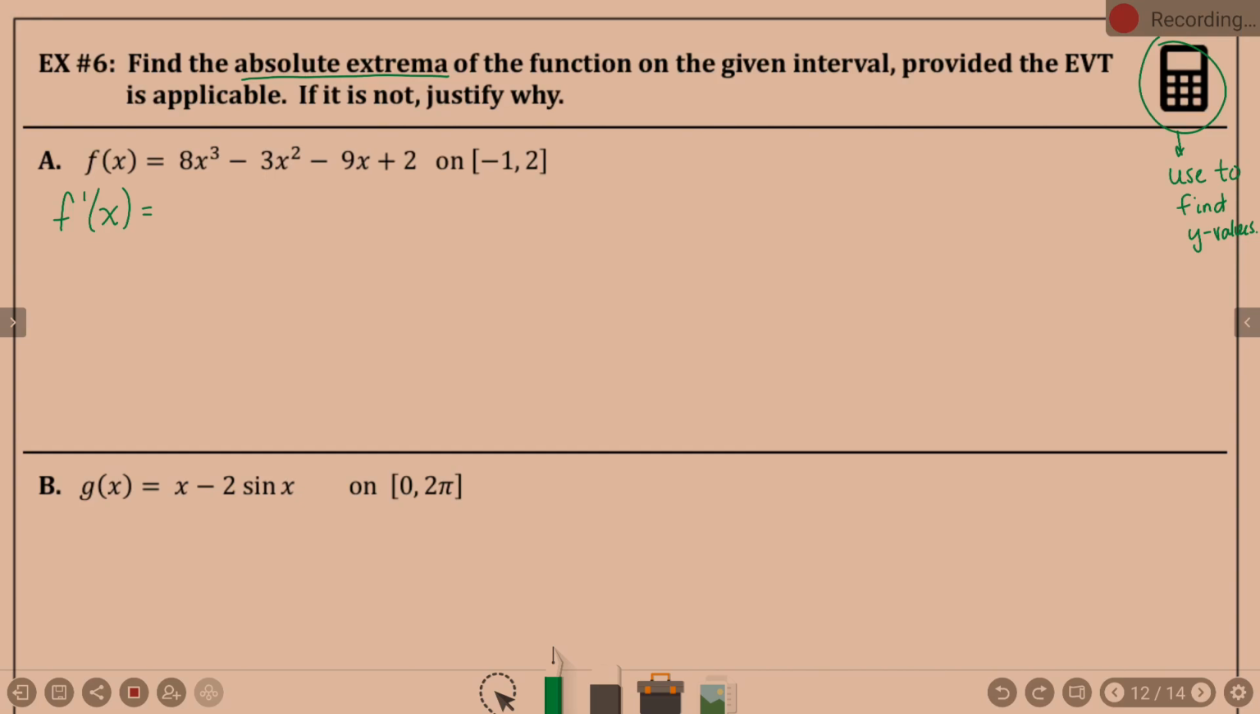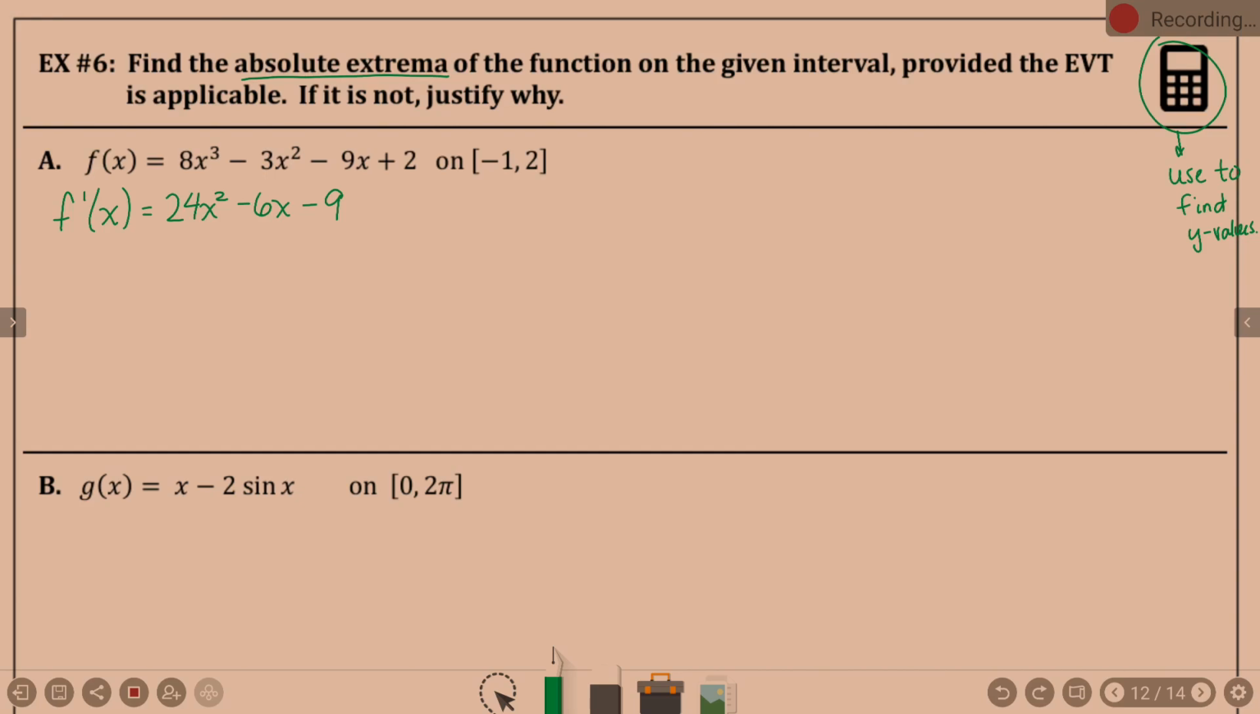Okay, so we know how to find the derivative, we just don't know what 3 times 8 is. Fair enough. What do we got here? 24x squared minus 6x minus 9. Yep. And are we going to have any place this derivative does not exist? Nope. We need to set this equal to 0.